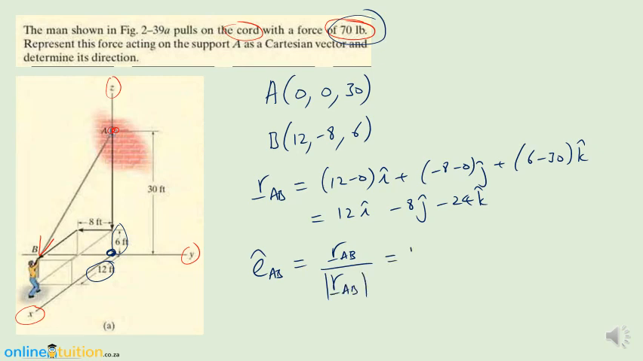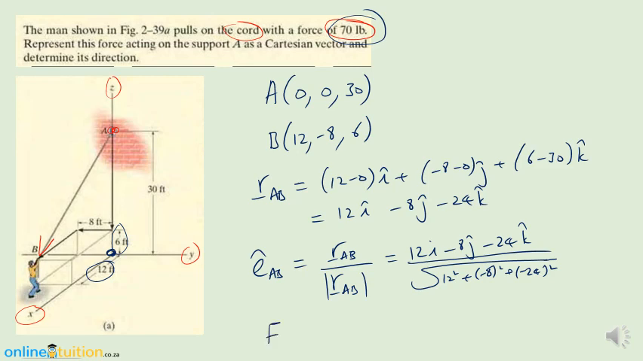So there we have it: 12i minus 8j minus 24k all over... How do we find the magnitude of RAB? Correct. 12 squared plus minus 8 squared plus minus 24 squared. You can do that with a calculator. I don't own a calculator, never did.